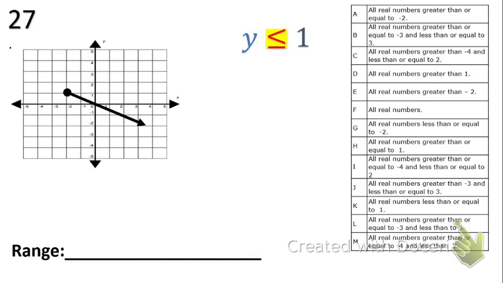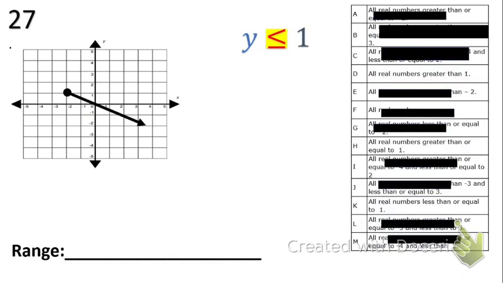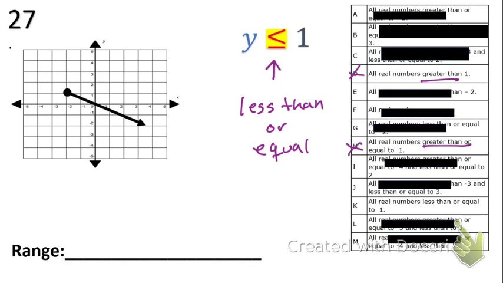All right, so let's look at the range of number 27. Again, you get to eliminate all the answer choices that don't say 1. So again, this symbol is less than or equal to. That says greater than, that's out. That says greater than, that's out. So now we're left with one choice, less than or equal to. So the range for number 27 is K. So you must write your inequality first and then change it to words.